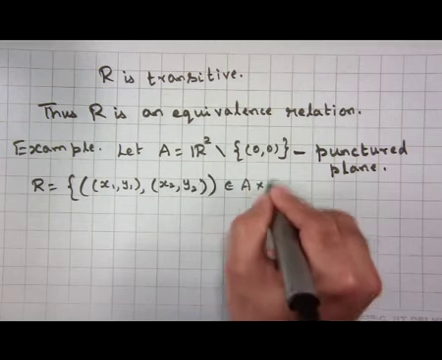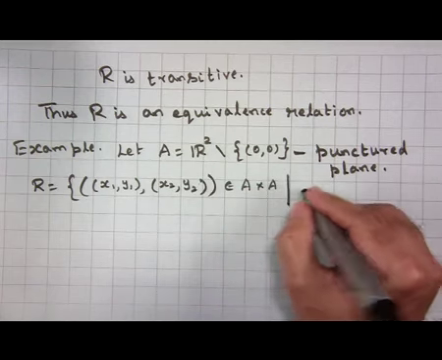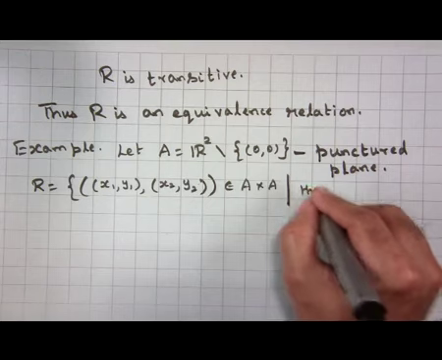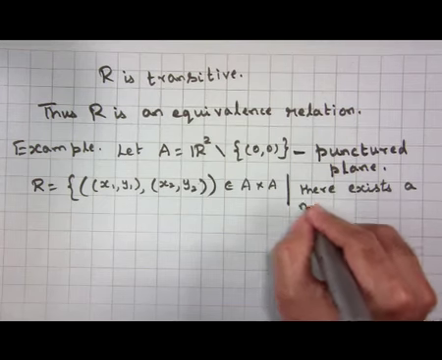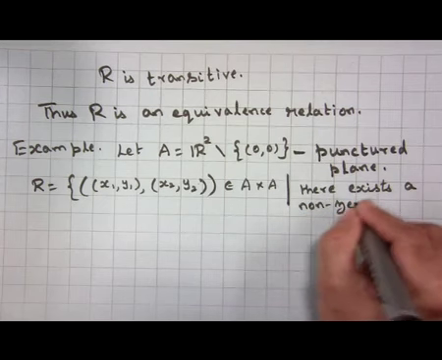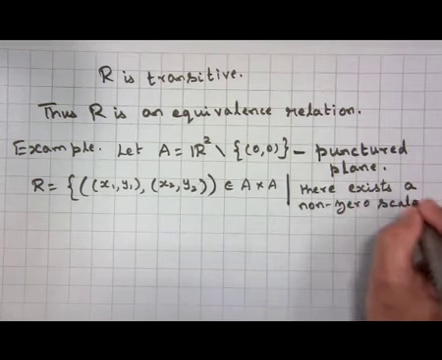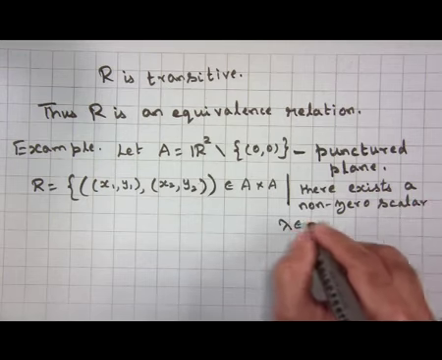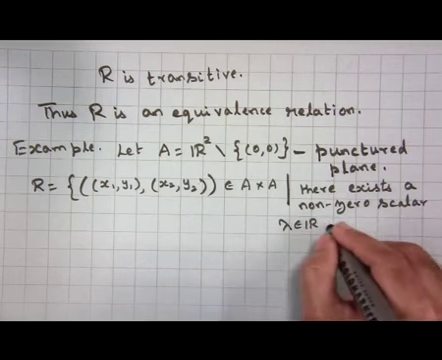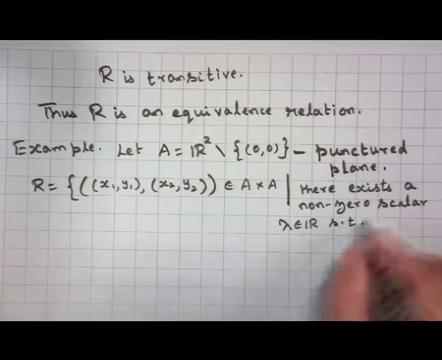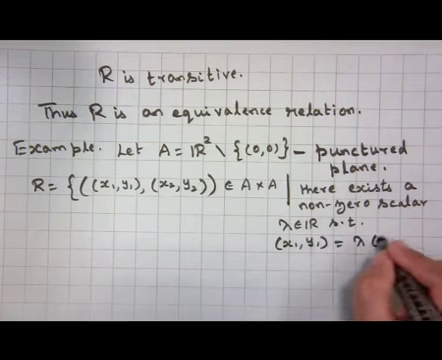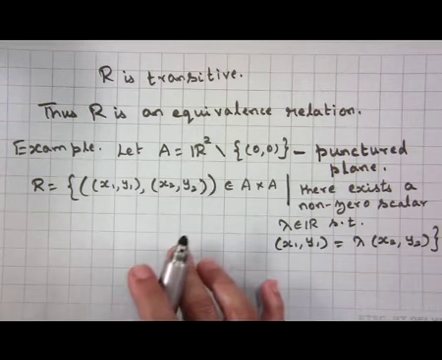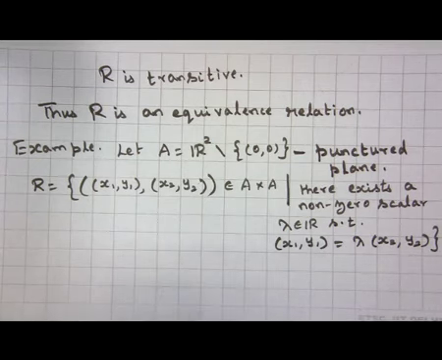belongs to R, which is in A cross A, if the condition holds that there exists a non-zero scalar lambda in R such that (x1, y1) is equal to lambda times (x2, y2). Now, let us verify that this R is an equivalence relation.